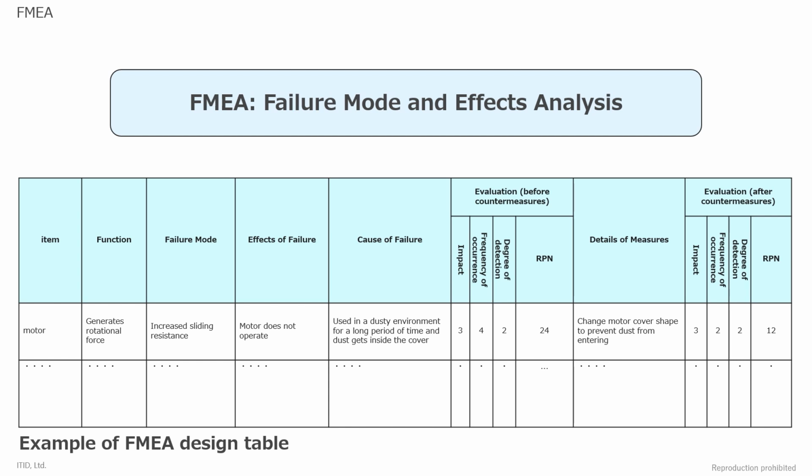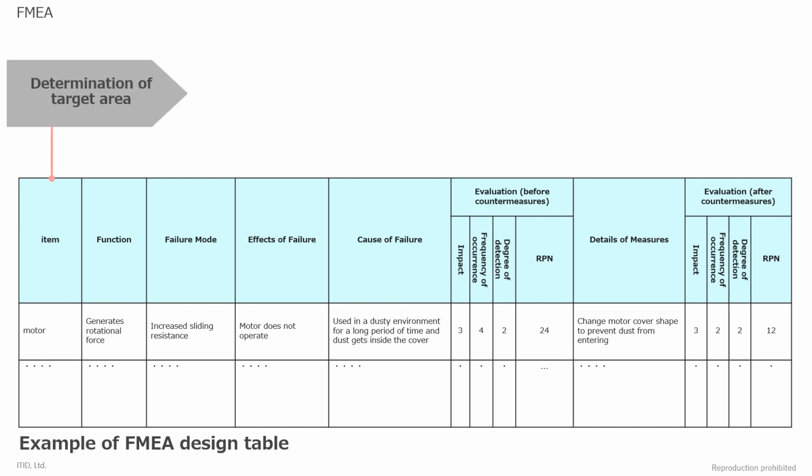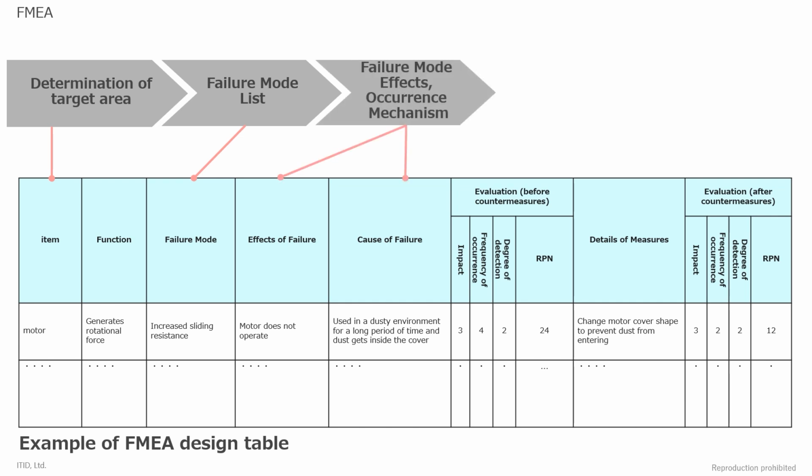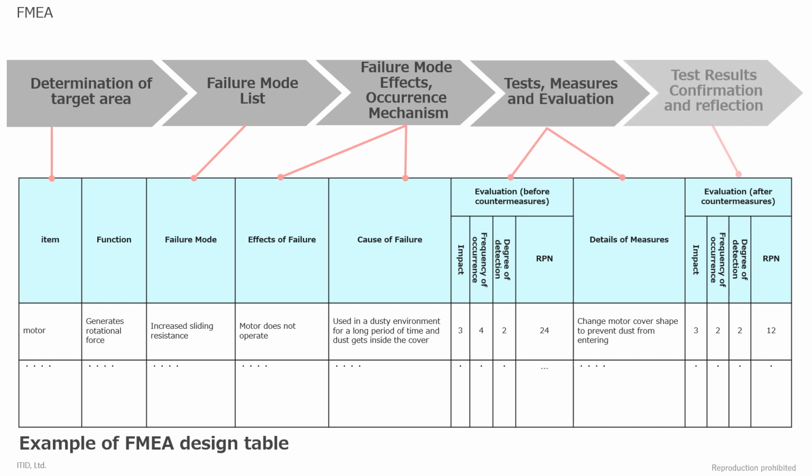It identifies potential failures of the system, components, processes, etc. and analyzes their effects to manage risks and countermeasures. The procedure is as follows. Determine the target area and select the item. Next, enumerate the failure modes and write down the effects of the failure mode and the mechanism of occurrence, and the assumption and evaluation of tests and measures. Confirm and reflect test results.